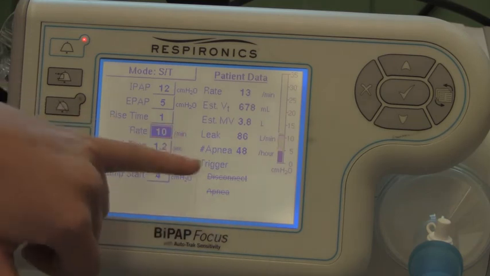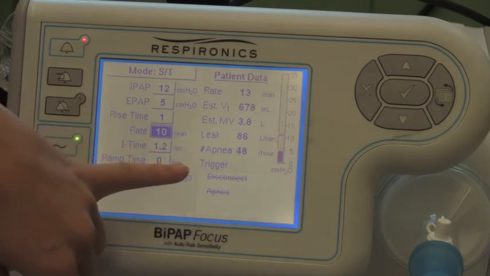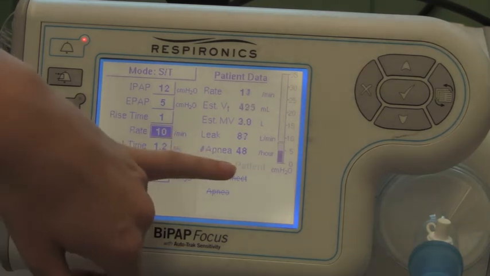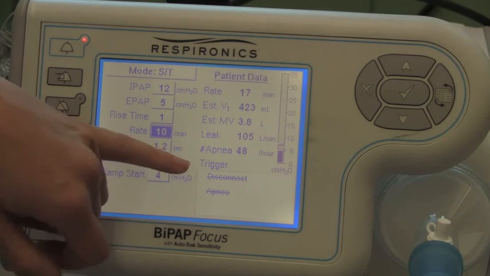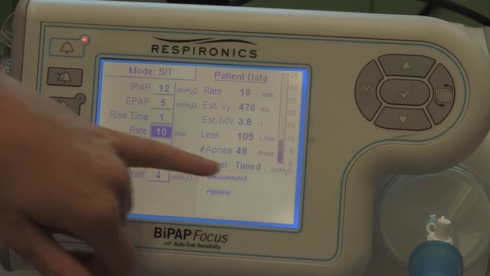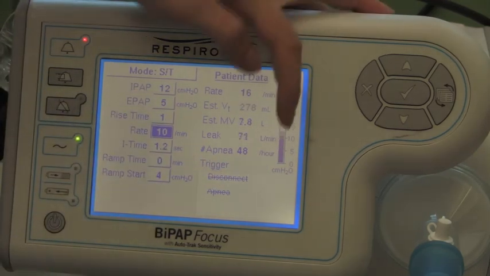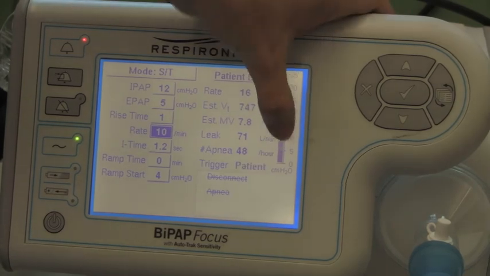I want to draw your attention to this trigger bit, which lets you know if the breath is spontaneous or if it's been triggered by the machine. So you can see that's from the patient. If the patient isn't taking a breath, it will come up with timed, and that's when the machine's kicking in for them. This bit, as in CPAP, it's set at 5 and stays at 5.